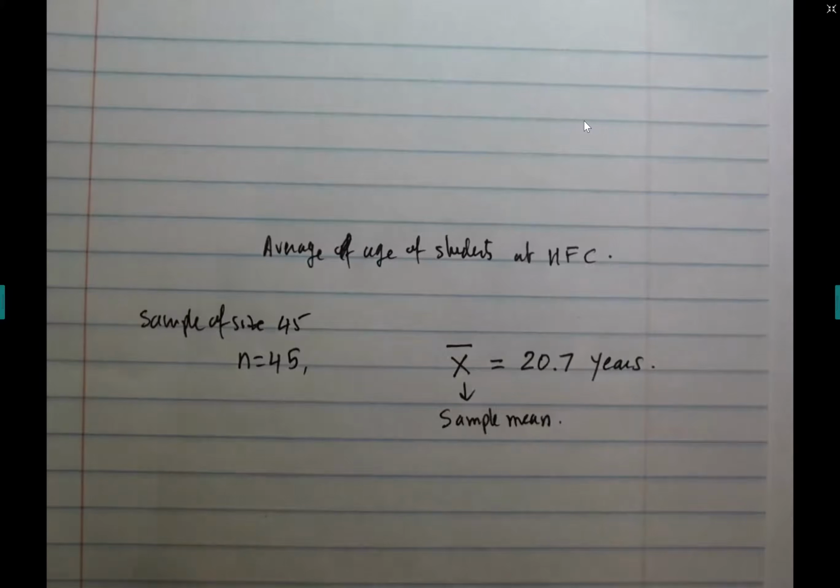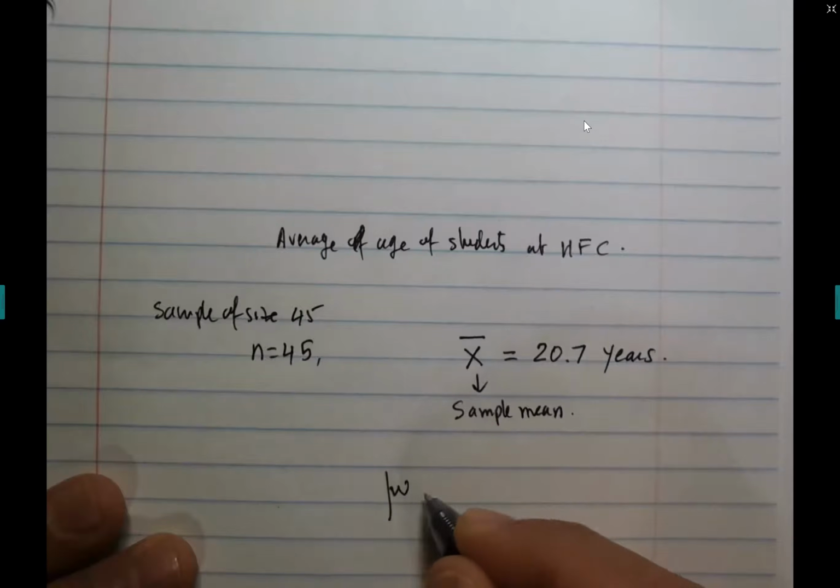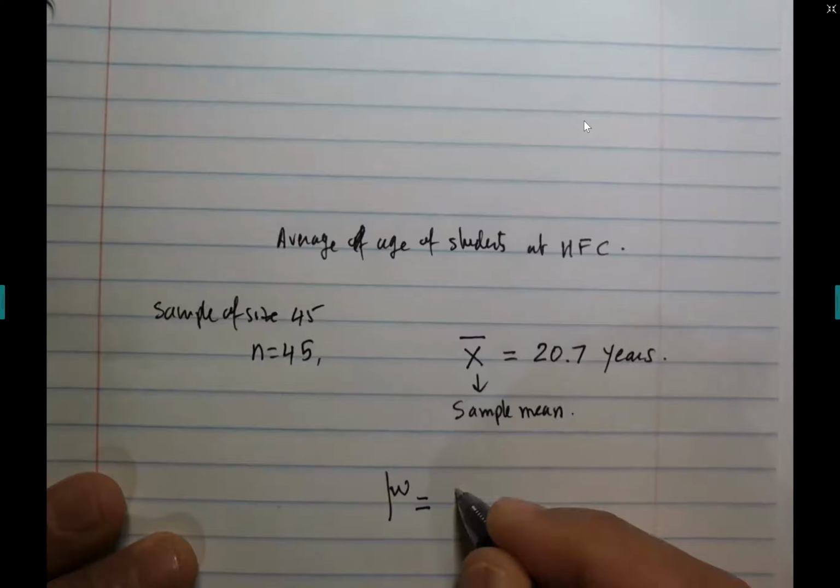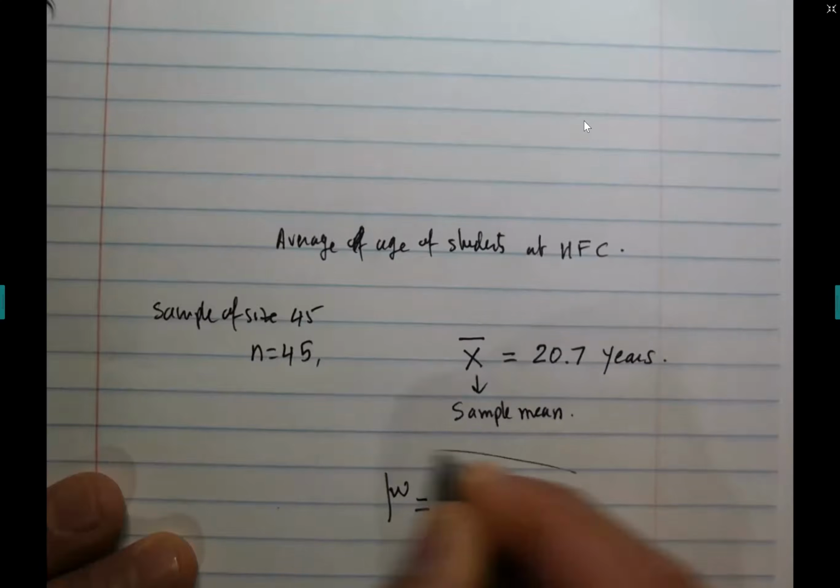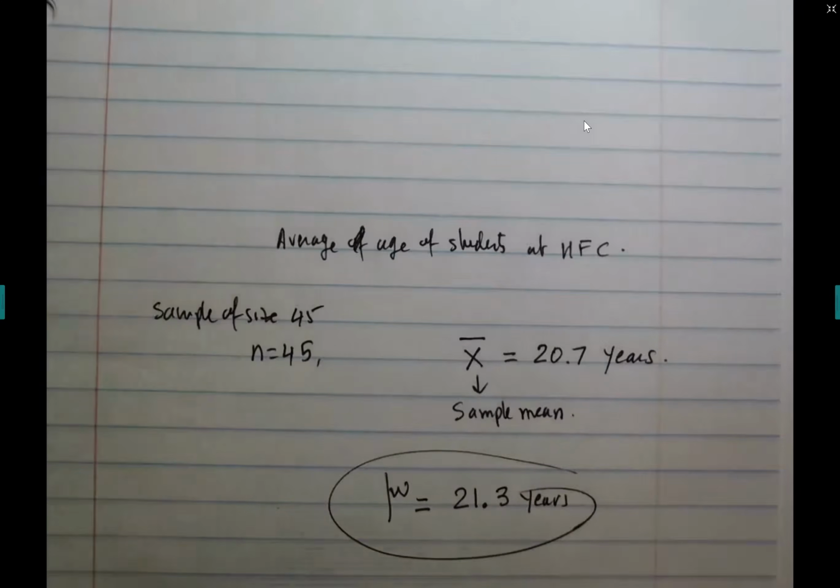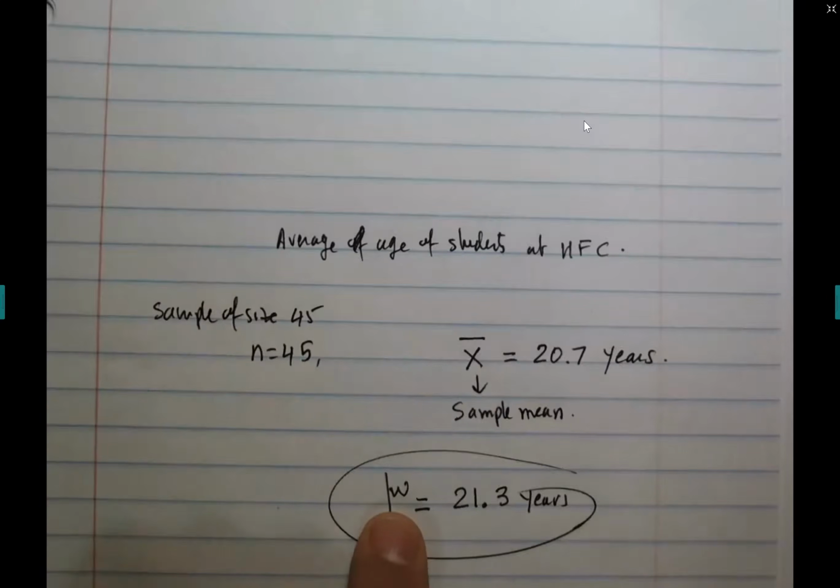Then I went to the office records, guys, and they told me they had already done some research and were able to compute the actual average age of students. I was lucky to get that information from the college records. They told me the actual age of students at our college is 21.3. This is not possible to get, guys, but let's suppose I know it. This is an estimate from the sample, and this is the actual value.